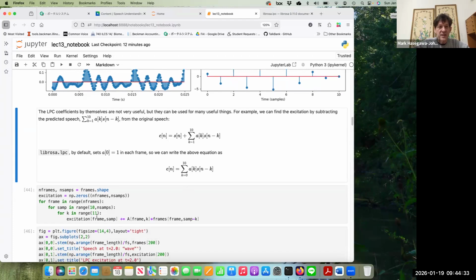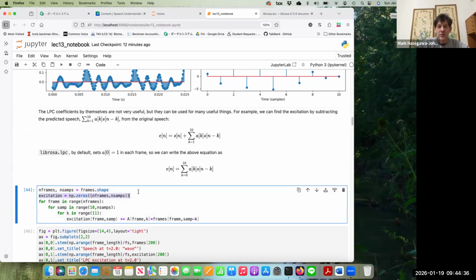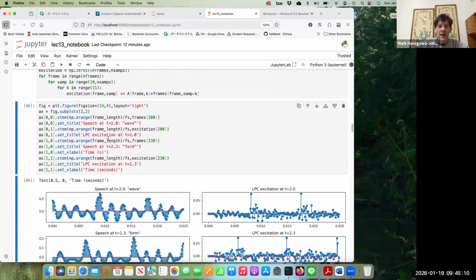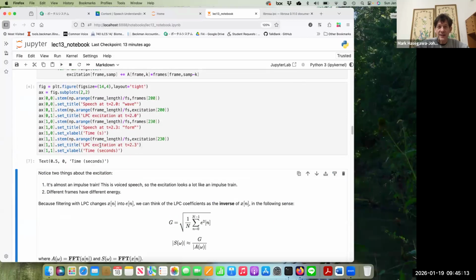What I'm going to do is take the excitation and set it equal to zeros. And then for k in range 11, so that's 0, 1, 2, 3, 4, 5, 6, 7, 8, 9, 10, I'm going to take the excitation of the current sample and add to it a[k] times frames of sample minus k. So for every sample, the excitation is going to be the sum from 0 to 10 of a[k] times s[n minus k]. And when I do that, here's what happens.